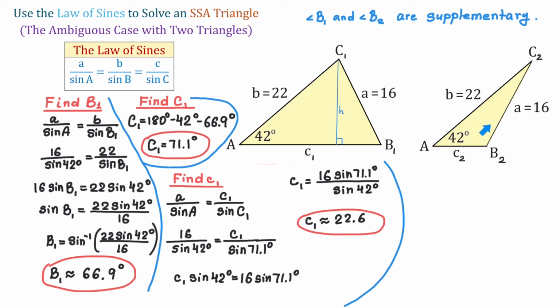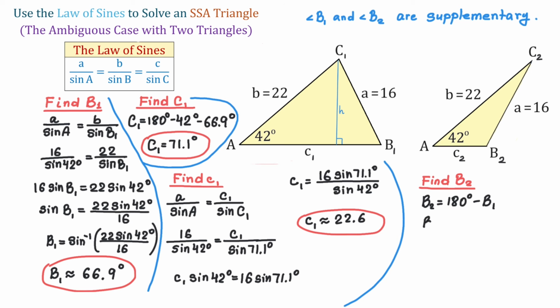Here we still have the same side A and the same angle A, and we also have the same side B. However, angle b sub 2 is an obtuse angle. In the previous triangle, we saw that if we use the law of sines to find angle B, the calculator will give us an acute angle. So instead, to find angle b sub 2, we will use the fact that b sub 1 and b sub 2 are supplementary. So then, b sub 2 equals 180 degrees minus b sub 1.